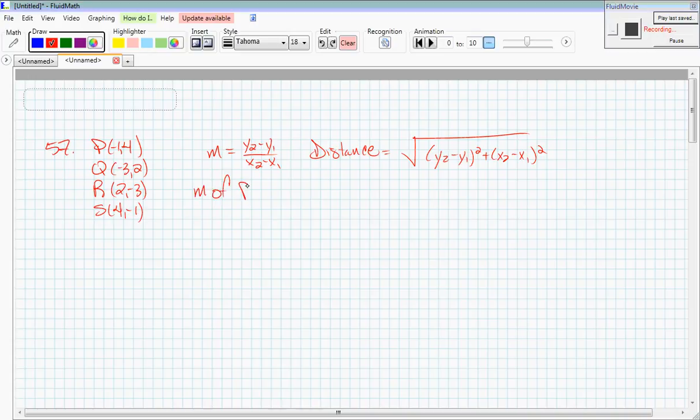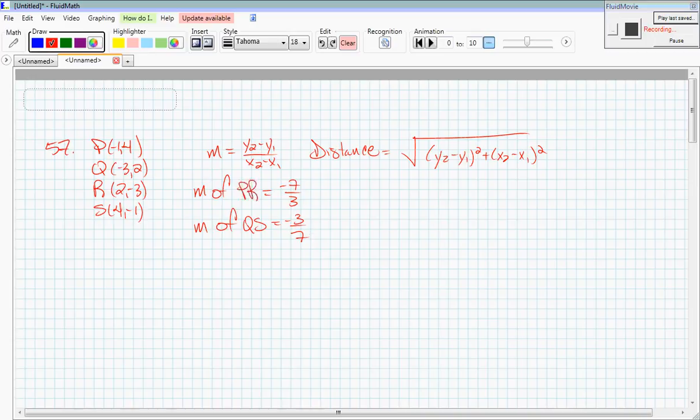PR is one diagonal, so we're going to find the slope of PR. Negative 3 minus 4 is negative 7. 2 minus the negative 1 is 2 plus 1, which is 3. So we have a slope of negative 7/3, and the other diagonal would be SQ, or QS. Negative 1 minus 2 would be negative 3. 4 minus the negative 3 would be 4 plus 3, which is 7.